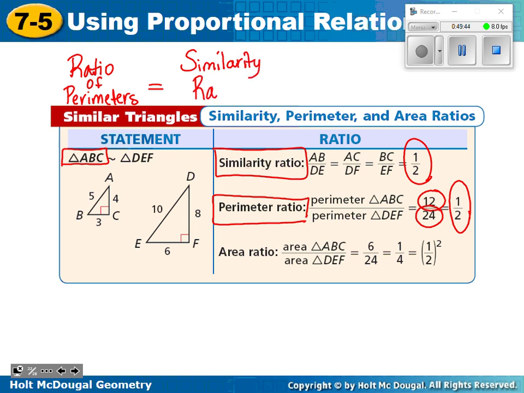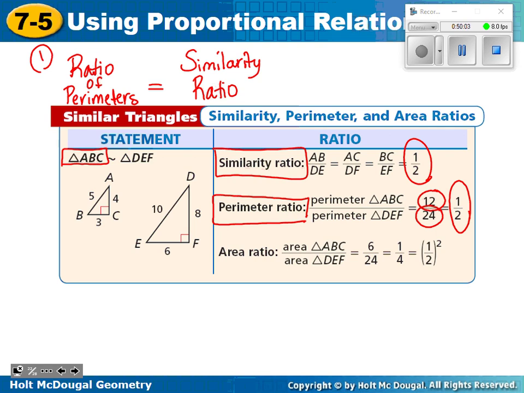That's the first thing you need to get from this chart. If two figures are similar, the ratio of their perimeters will equal the same as the similarity ratio. So side to side will be the same as perimeter to perimeter. Okay?